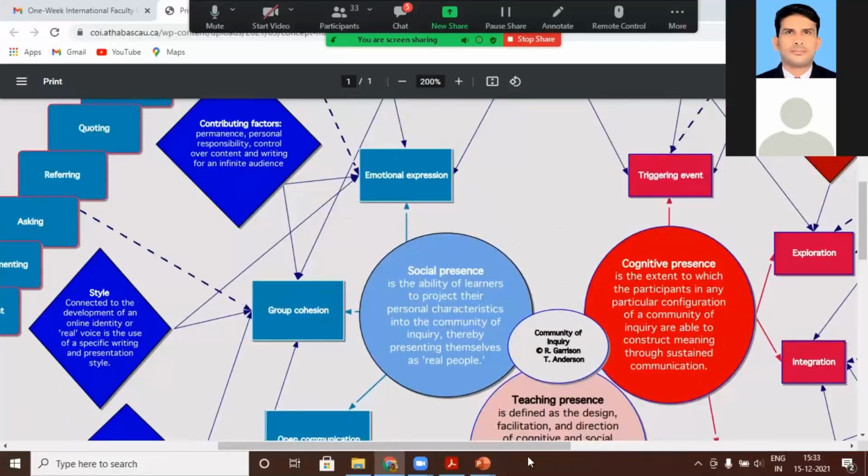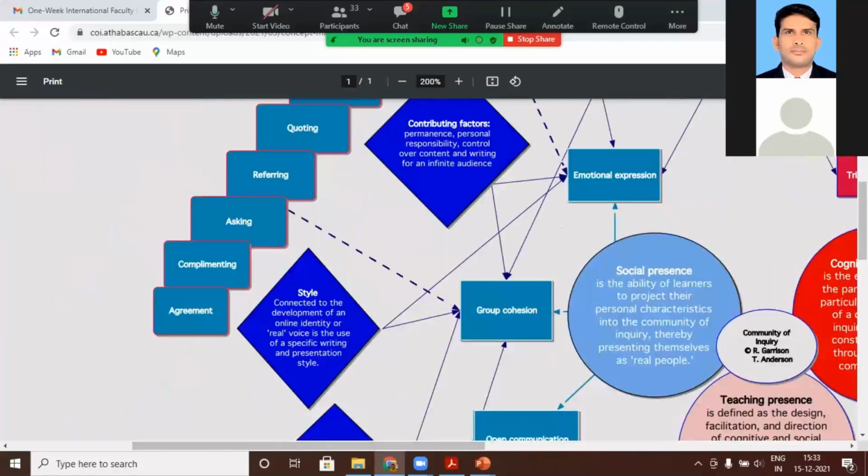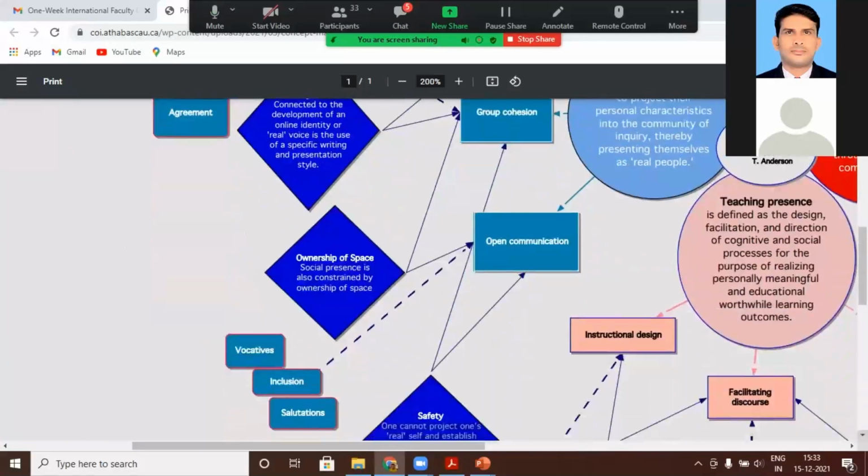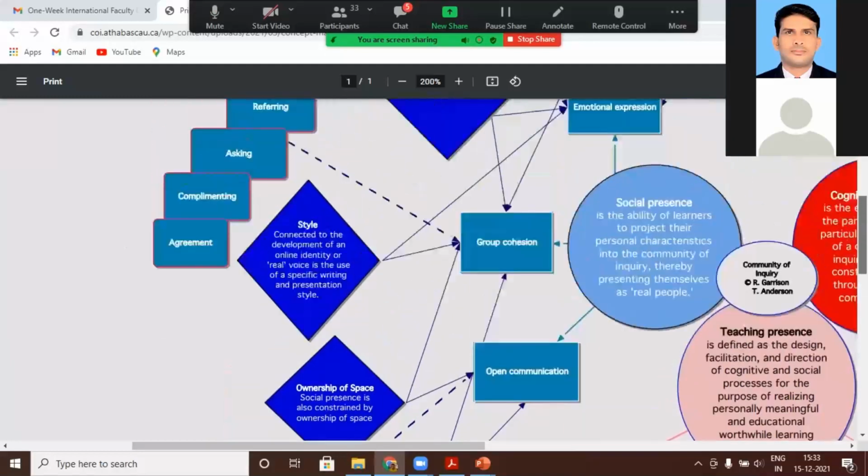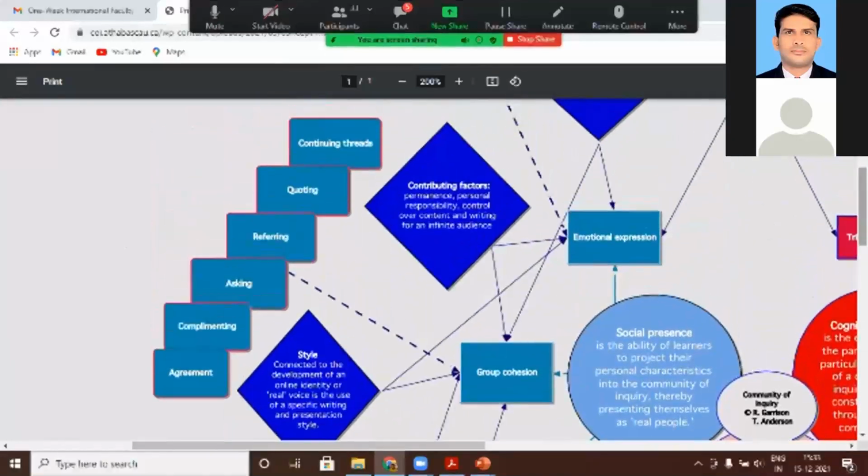Then comes the group cohesion. Under group cohesion, there are a few important things which you need to learn and understand. These are agreement. A cohesive group member should learn when to agree and how to agree. They should be complimenting each other for their progress and achievements. They should be asking each other if they are facing any problem. They should be referring to each other if they do not have the desired skill, but another member of the group has it. Quoting: they should quote others where needed. And continuing threads. This connection should be continued.